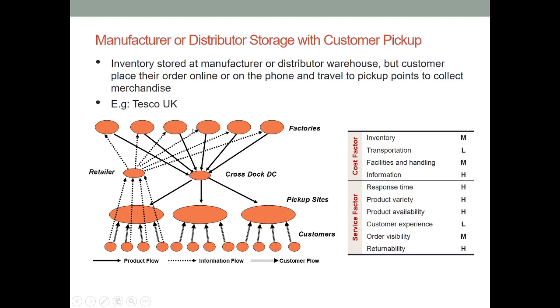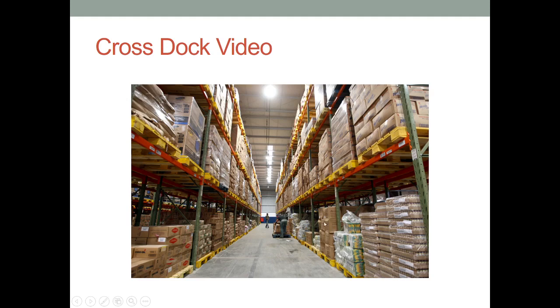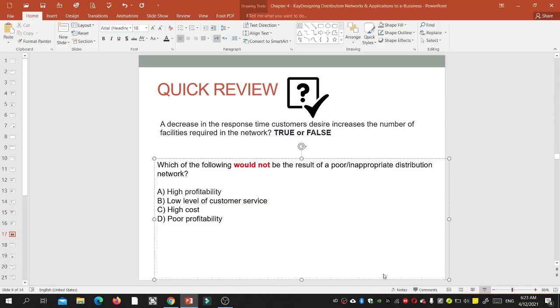The company that uses this type of distribution network is Tesco UK, where the factory sends all the groceries to the DC, and then from the DC they will send the products to the pickup sites. Customers will start the engine to get their product at the pickup sites. Next, we have a video on the cross dock. Let me show you the video on the cross dock.